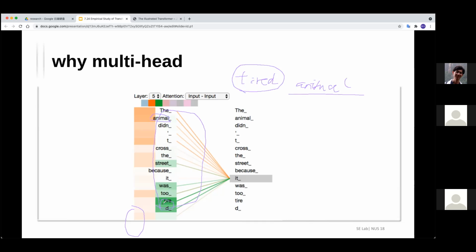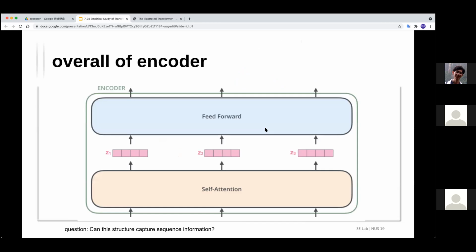So here it will be much higher. So multi-head just means that we have different views of the sequence. In some views we emphasize something, and in other views we emphasize other things. Okay. Any question here? Okay, if no questions, let's keep going on.